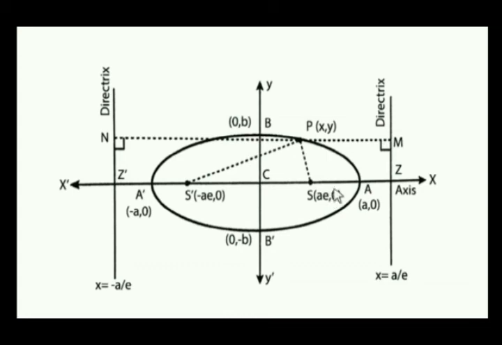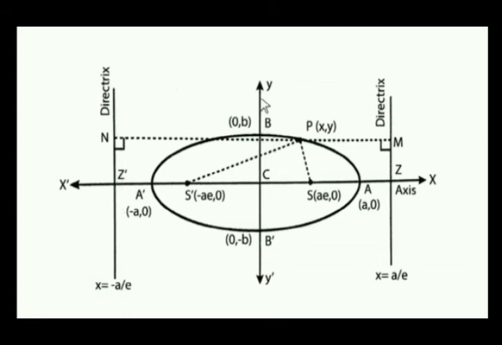Look at another diagram. This is an ellipse. This is the center C. These are the foci S and S dash. And this perpendicular line is called the directrix. How will you draw the directrix? A is the vertex, and the directrix is drawn through the point related to the focus and the vertex midpoint. The ellipse has 2 foci, so it has 2 directrices.